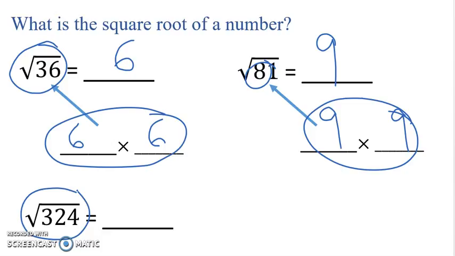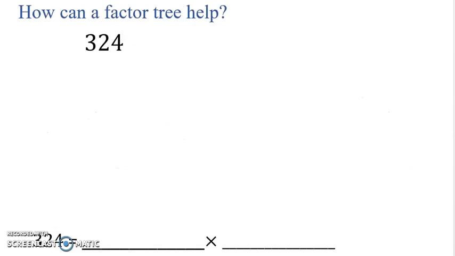And that's when we've got another method that we could use to find the square root of a bigger number without using my calculator. So let's go on and have a look at 324. How can a factor tree help? Well, I think firstly let's get our factor tree drawn and then look at how we can use it. So I've got to find two numbers that multiply to give 324.